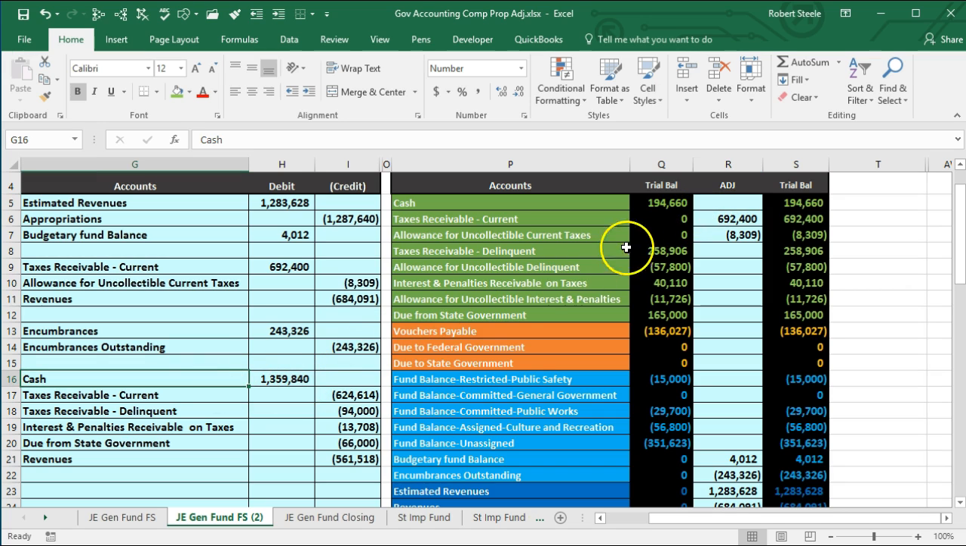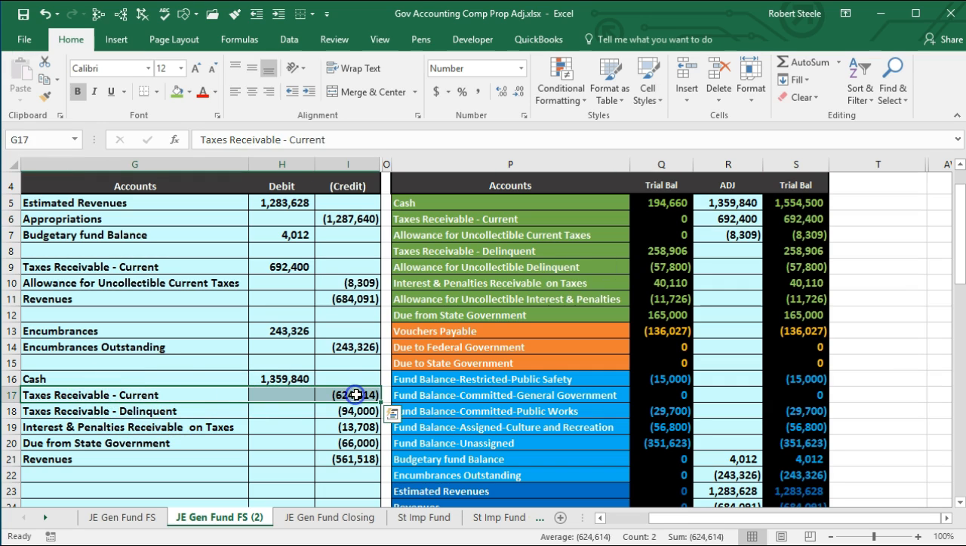So this debit is going to be recorded here in R5. We're going to say this equals and point to this 1,359,840, making the cash account go up. We're then going to record the taxes receivable.